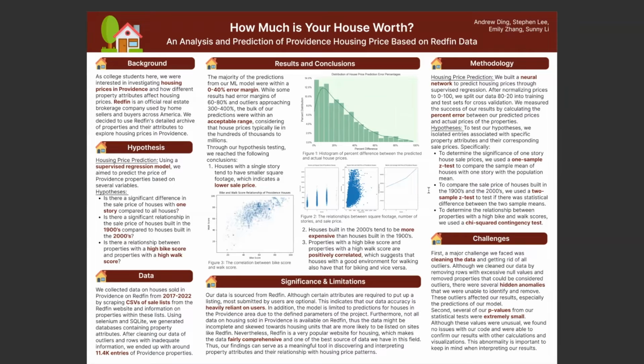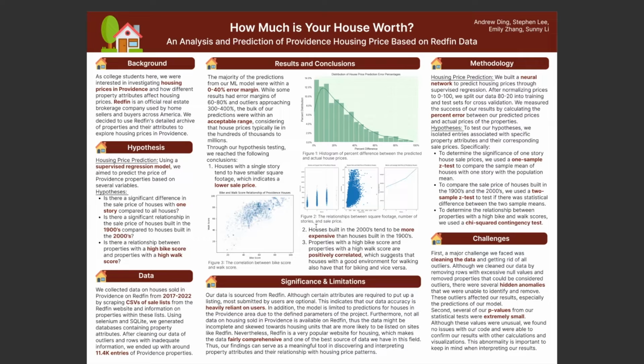The average sale price for houses built in the 2000s is around $304,000, while the average sale price for houses built in the 1900s is around $280,000. And the last hypothesis that we looked at was on whether there is a relationship between properties with a high bike score and properties with a high walk score.